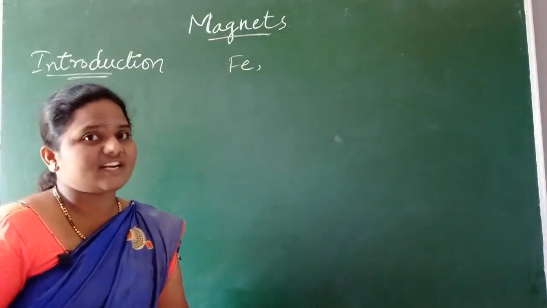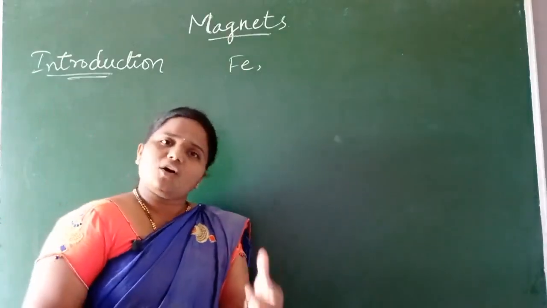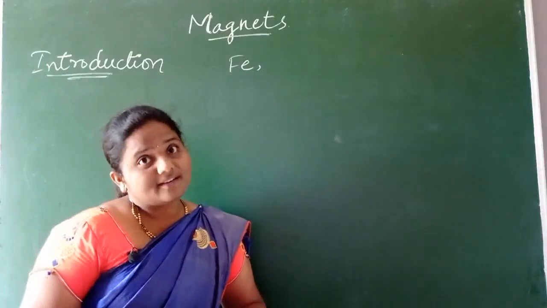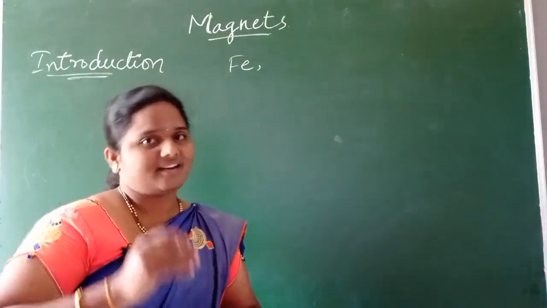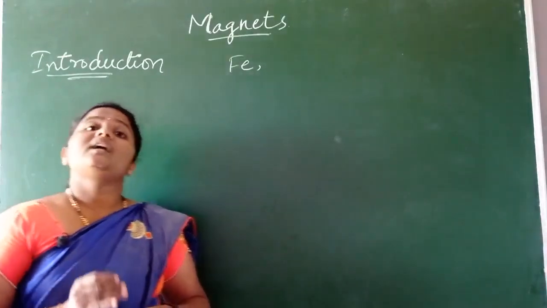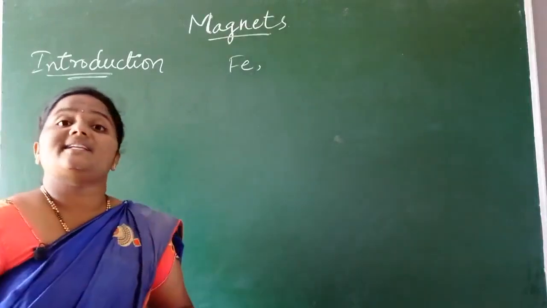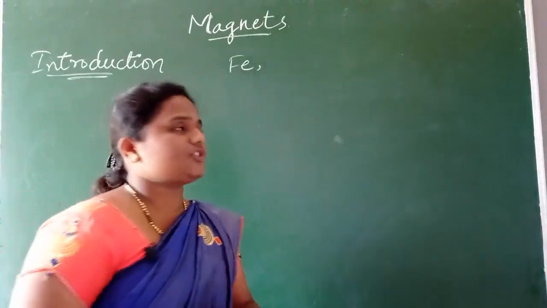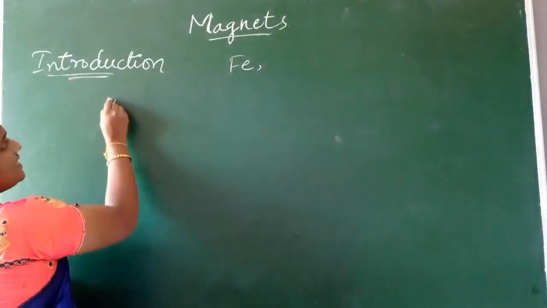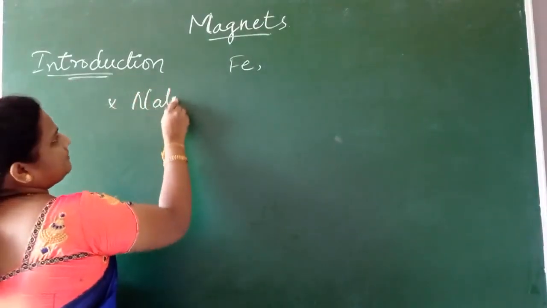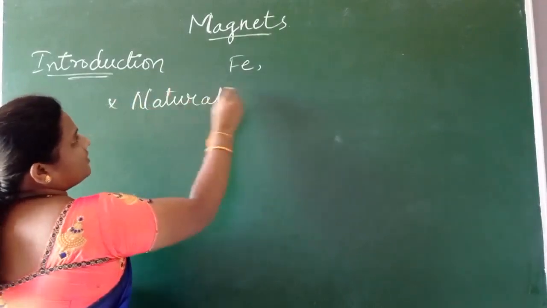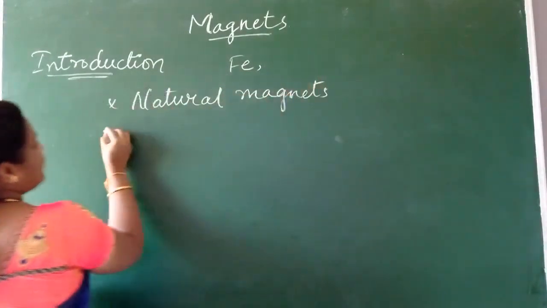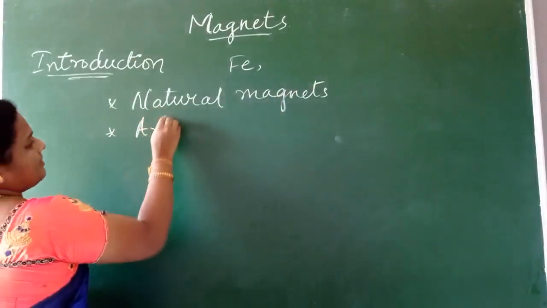Is it clear, children? Magnet means what? It is an object which attracts pieces of iron, cobalt and nickel. Then comes the types. Magnets are divided into two types, children. The first one is natural magnets, and the second one is artificial magnets.